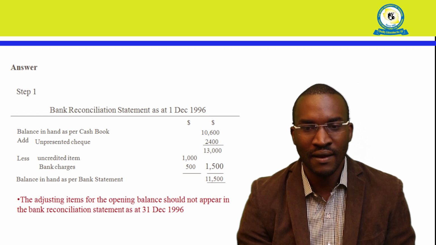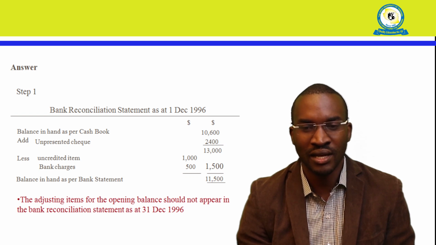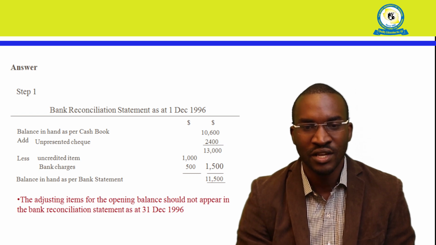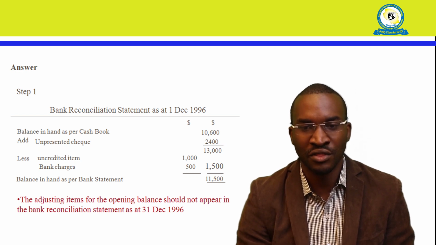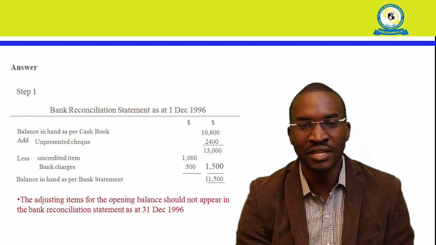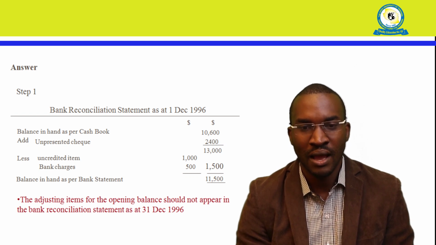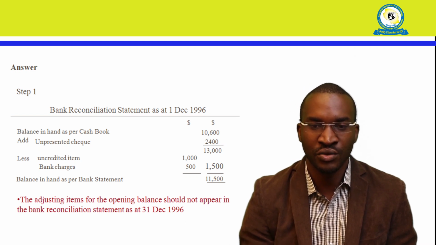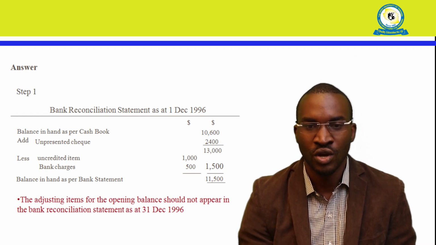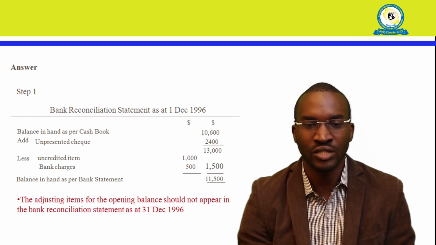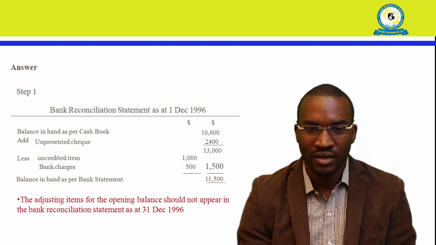Now go back and look at your bank statement. You'll see a balance of 11,500 at the beginning, the December 1 balance at the beginning of the period. So you can see this is how you're going to correct or account for different opening balances of the cash book and the bank statement.